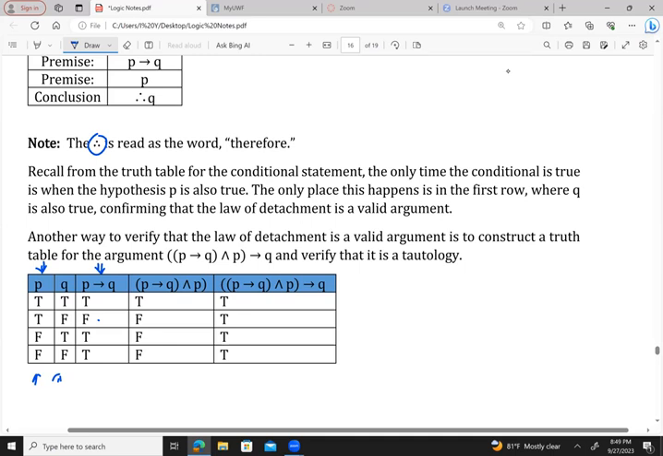So I'm looking at this column here and this column here, and I'm looking at a conditional. And the only time a conditional is false is when the first part is true and the second part is false. And we have true, true, so true. We have false, false, true. We have false, false, false, true, false, false. So they're all true. So we have a tautology, so it is valid.